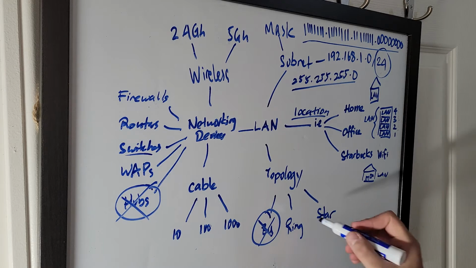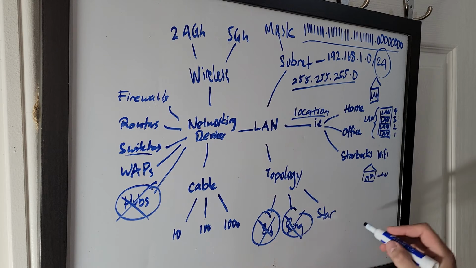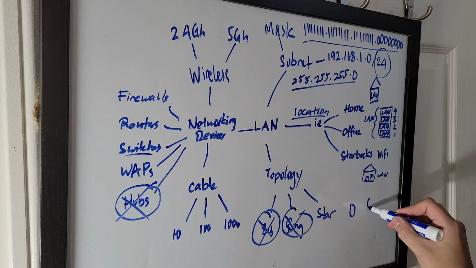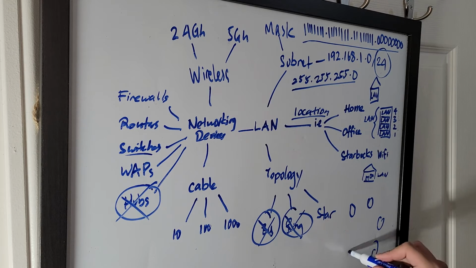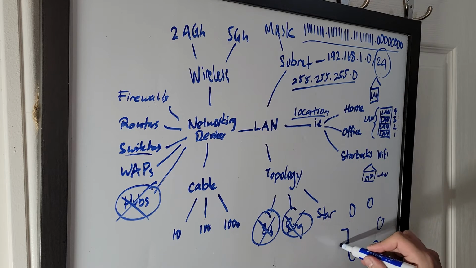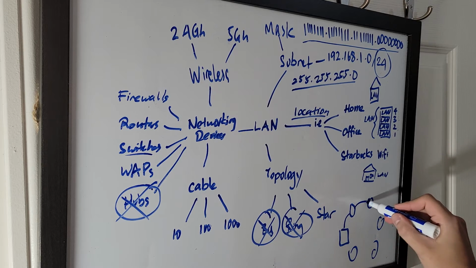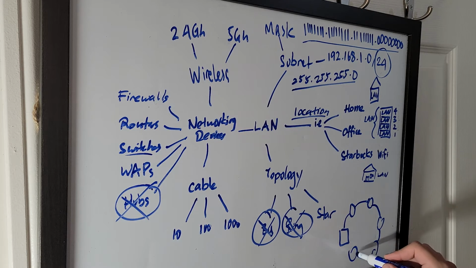We also don't use the ring. The ring, how it works is that there are computers connected to one another. Let's say this is a printer. And they're connected like this, like a ring.